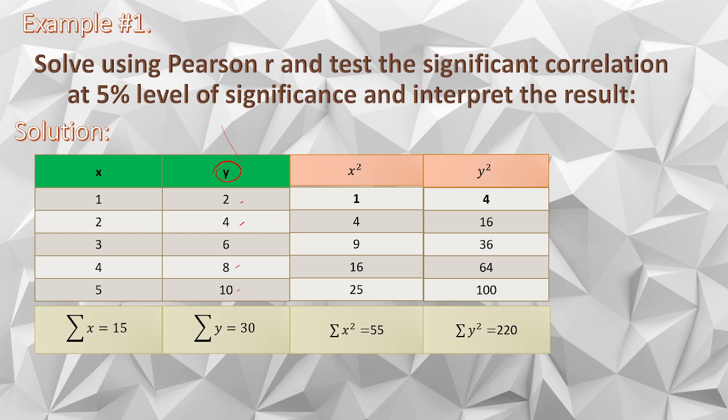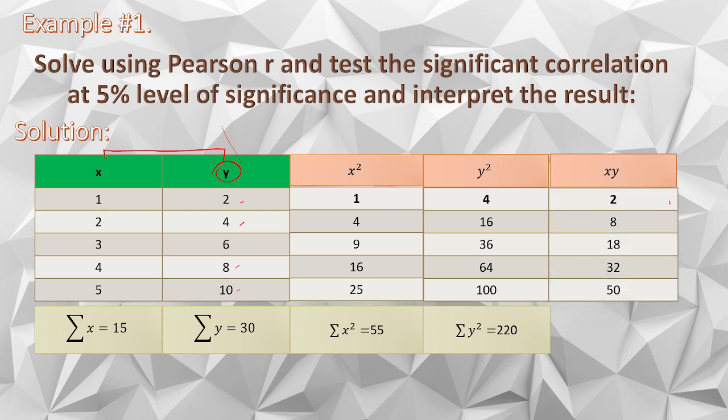Okay, after that, kunin na natin yung last column natin, which is multiplying x and y variable. So may x and y tayo. Kailangan lang nating i-multiply itong dalawang ito. So dito simulan natin. 1 times 2 is 2. 2 times 4 is 8. 3 times 6 is 18. 4 times 8 is 32. And 5 times 10 is equal to 50. So we will get 2, 8, 18, 32, and then 50. Kapag i-add natin yan, we will get summation of xy is equal to 110.